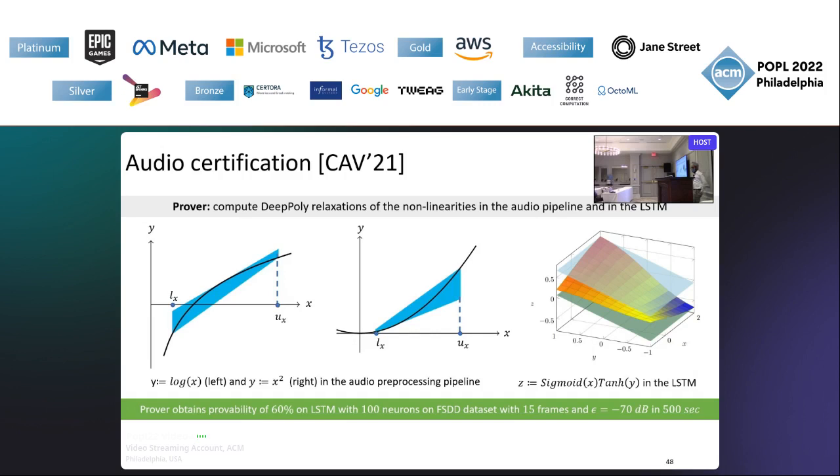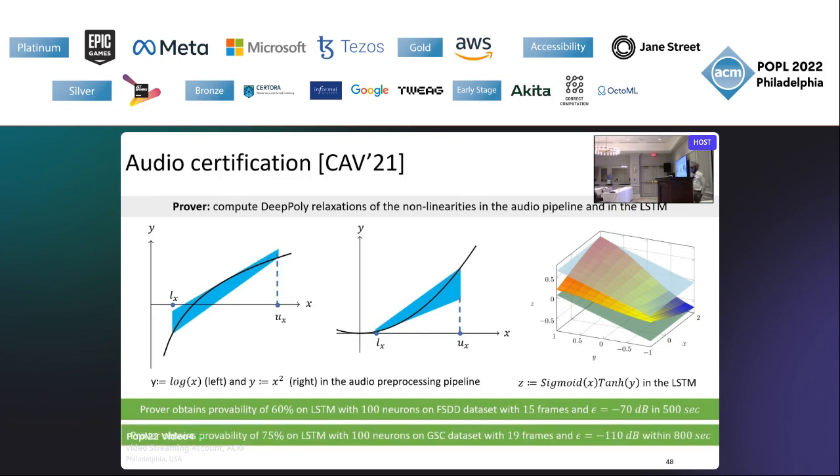Scalability: here we have an LSTM with 100 neurons on a free spoken digit data set. Here the recordings are utterances of digits 1, 2, 3, 4, 5, 6. And we want to prove that if we perturb by adding some noise to the audio signal, it is still classified the same as before. For small perturbation here, it takes us 8 minutes. We can also handle a GSC data set, which has more frames, within 13 minutes or so.